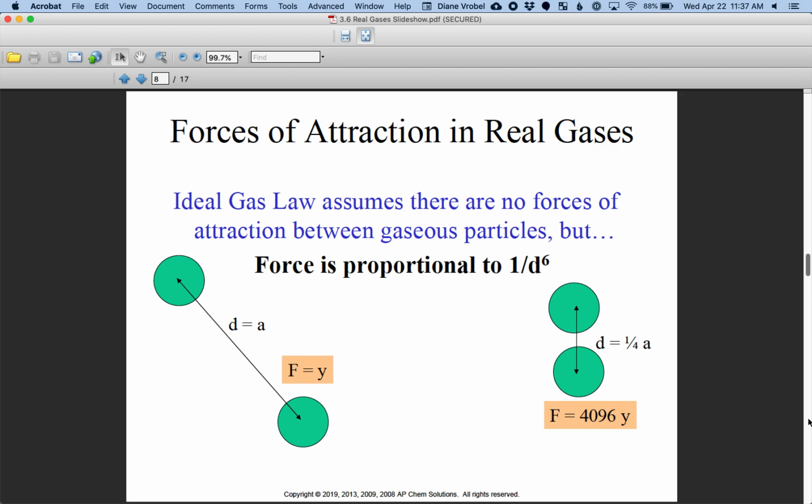Okay, now attractive forces. So we talked about last section about intermolecular forces, and we know with ideal gases, they technically don't have intermolecular forces of attraction. However, the moment you start bringing them close together, now we're talking about potential for attractive forces.